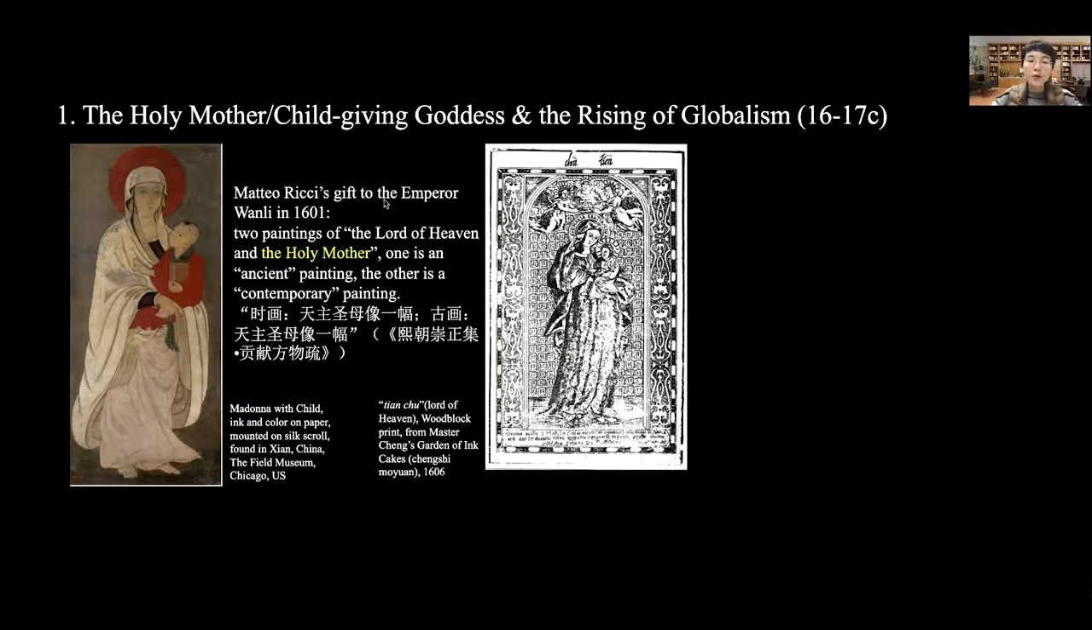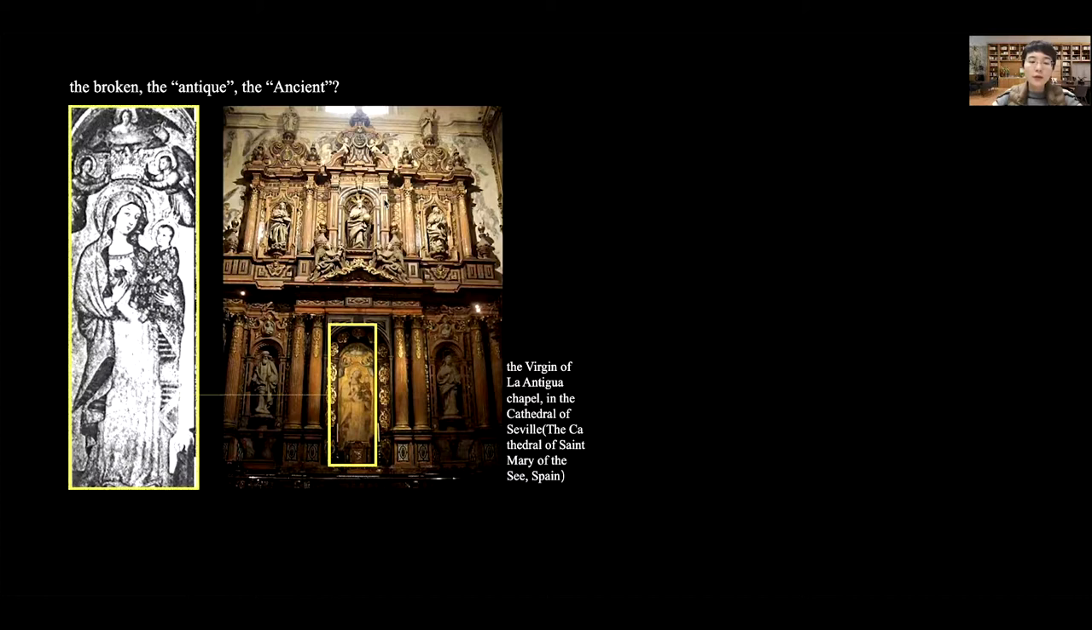It is also recorded in Ricci's memos that in the year 1598, he received an oil painting of Madonna, which was a copy of this piece, the Spanish Sevilla Madonna. But the copy was unfortunately broken in transit. So maybe due to this damage, the painting looked like an antique.